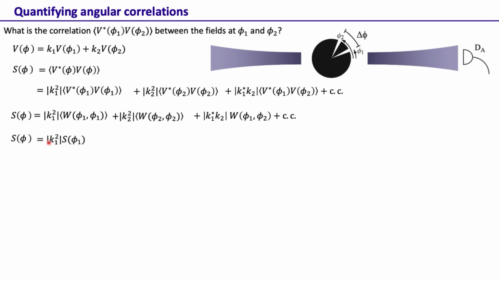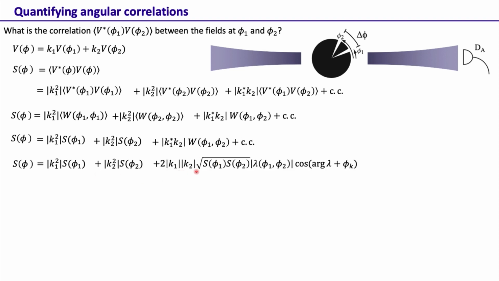And this we can also write as K1 squared times the spectral density at phi 1, plus the spectral density at phi 2, plus this cross term. We are just repeating here what we did in time and space. It's a very similar calculation and formalism. Now this term we can also write as twice K1 mod K2 mod, and then S phi 1 S phi 2, lambda phi 1 phi 2, cosine of argument lambda plus phi k.